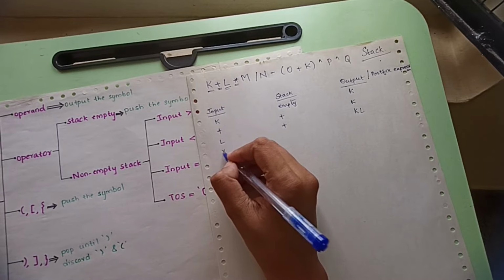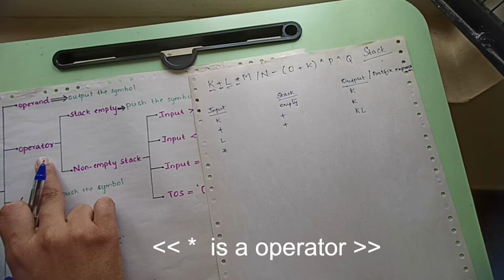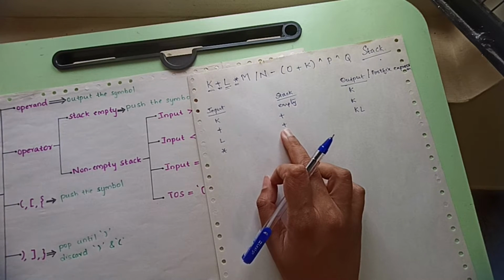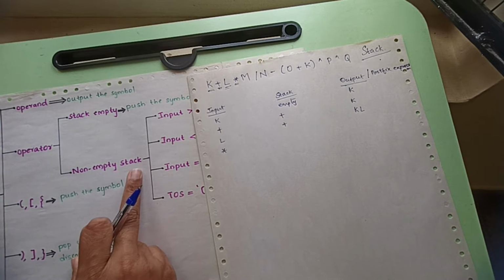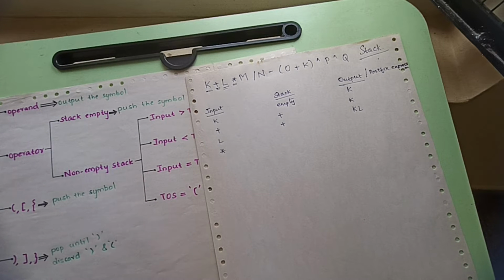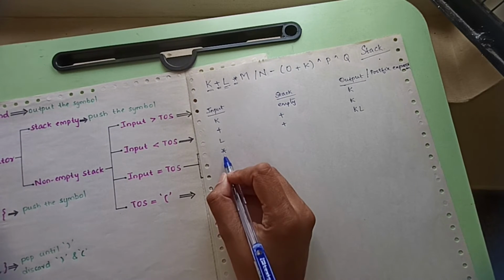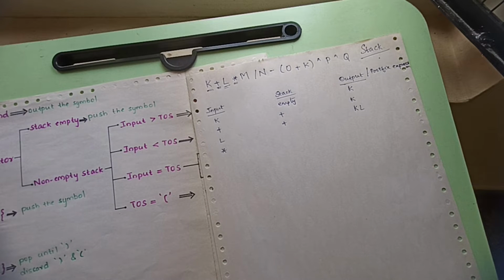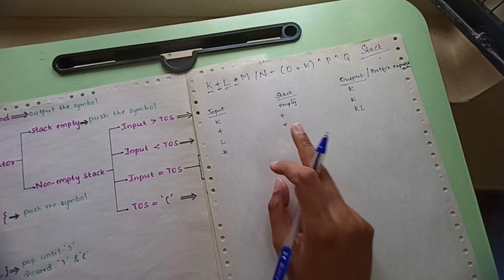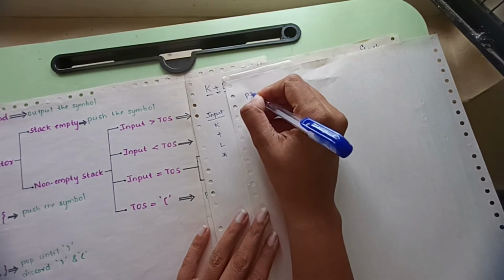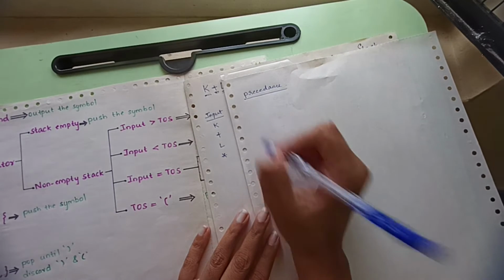We'll see the next symbol. It is star. So star is an operator. So we are again moving to this case. It is an operator, but now the stack is not empty. We already have a plus sign. So we'll move into this condition, non-empty stack. If the stack is not empty, then we have these many cases to be checked. Now the incoming symbol is star and on the top of the stack we have plus. Since there are two symbols involved, we have to check the precedence.